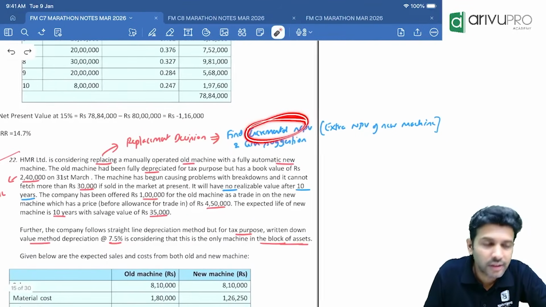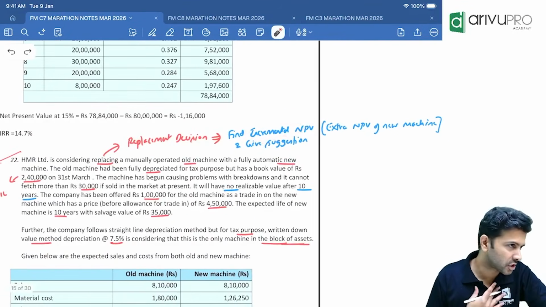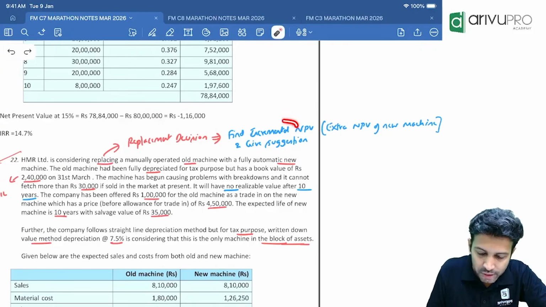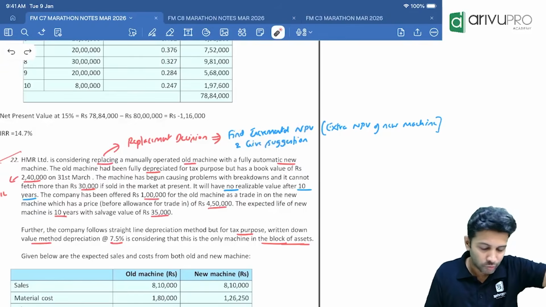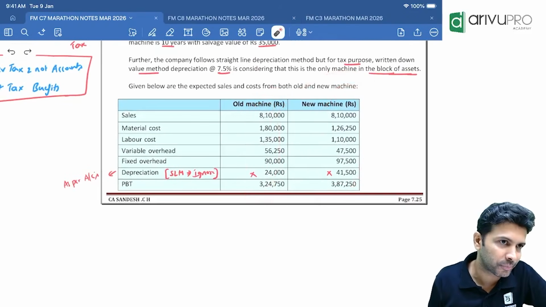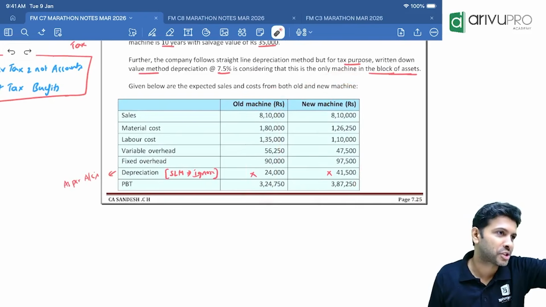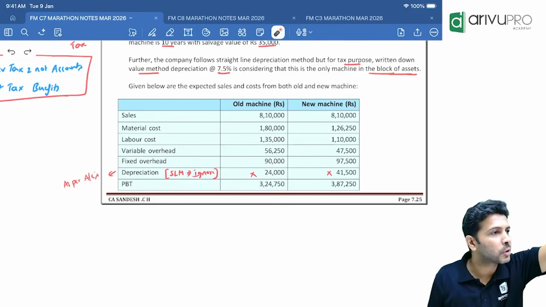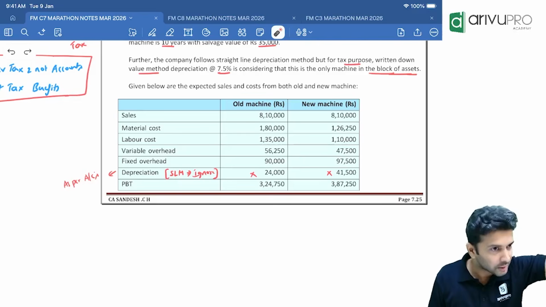They follow what, sir? Incremental approach. My suggestion to you is, since the suggested answer will be on the incremental approach, if you do it under the total approach, finding NPV of A separately and B separately, that is the total approach, only your decision will match, right? But the suggested answers will be on which approach? Incremental, right? Both are right only.